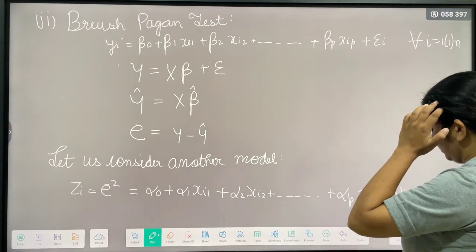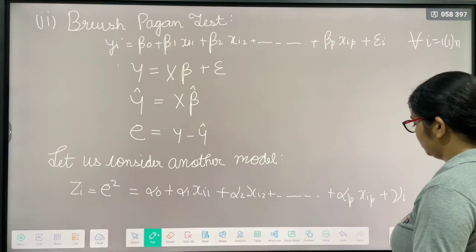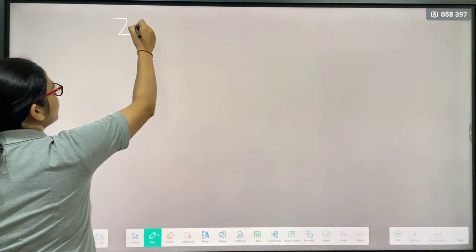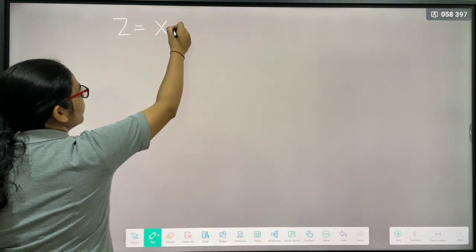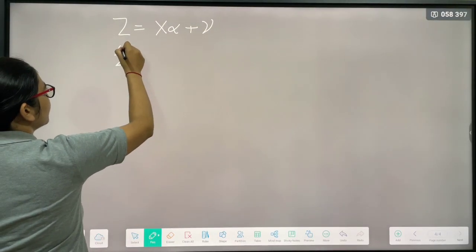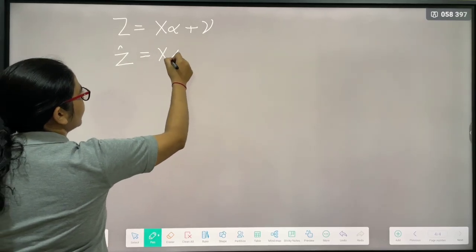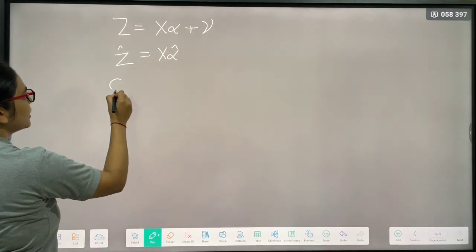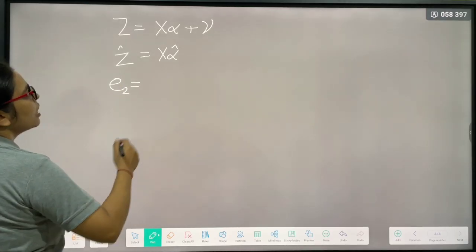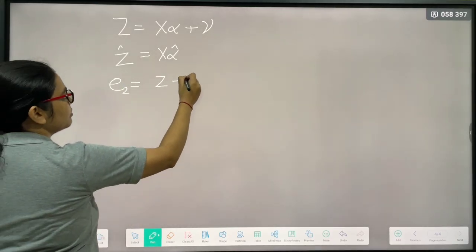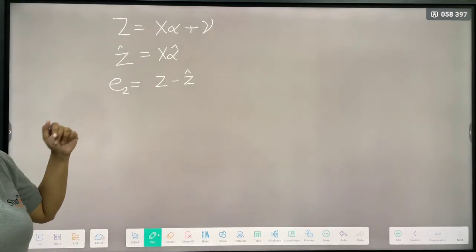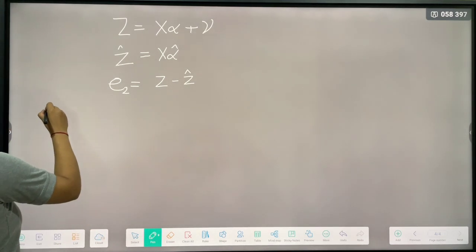This is our second model. Here we can write it as z is equal to x alpha plus mu, and we can write the predicted value of z as x alpha cap. Now we will get E as E2. We will get z minus z cap, so we will get another predicted value.